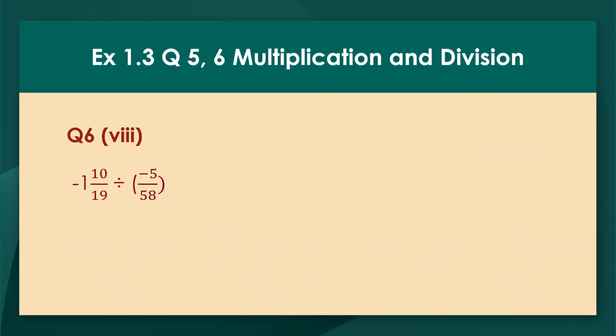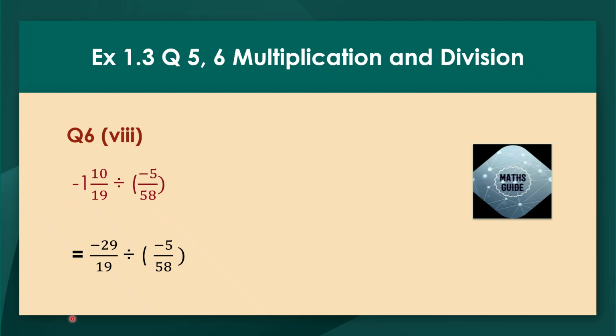Now question number 6, part 8. Again we have a mixed number and a simple fraction. Now let's convert this mixed number into an improper fraction. And we get minus 29 by 19 divided by minus 5 by 58. Now taking the reciprocal. After reciprocal, we get minus 58 by 5. And now let's see if there is any kind of cancellation.